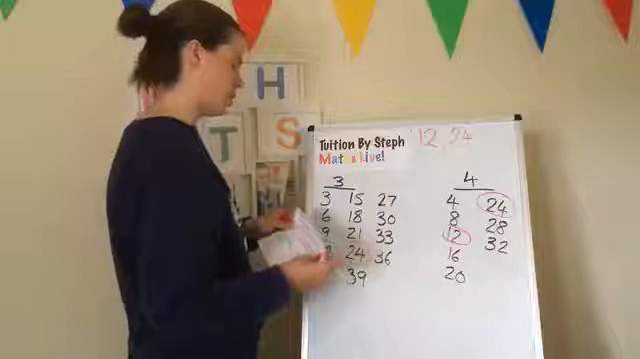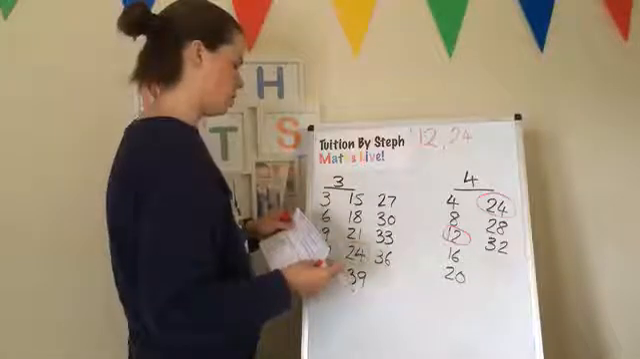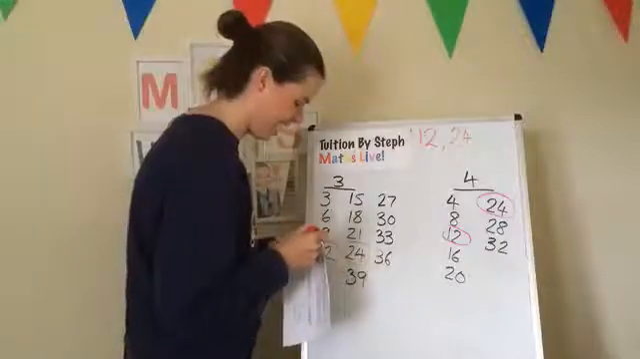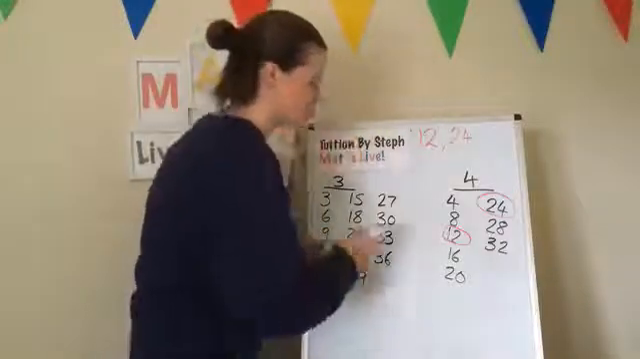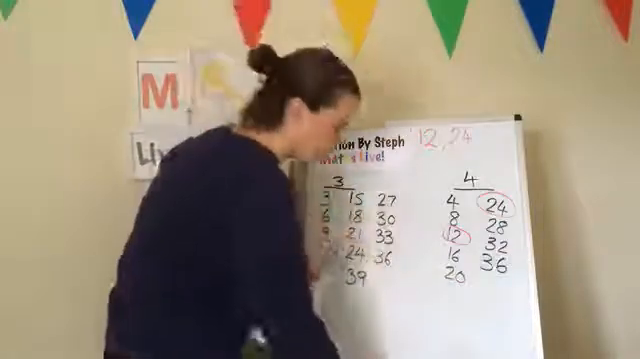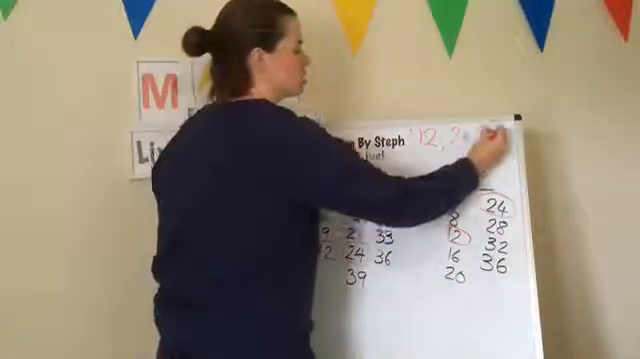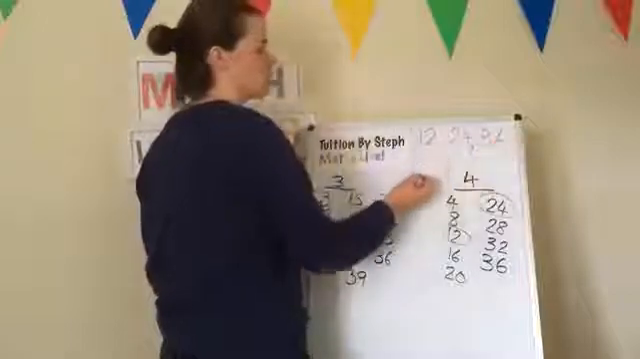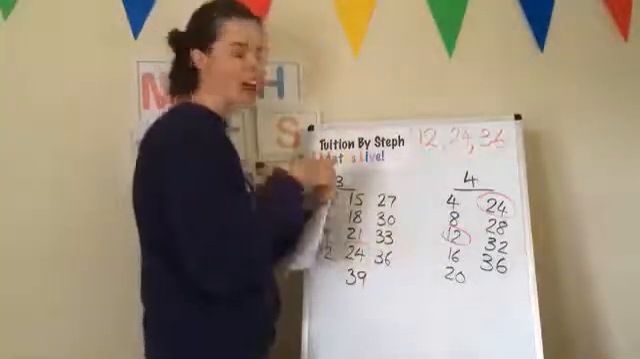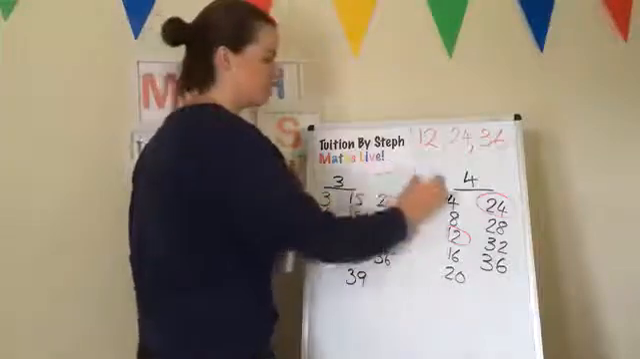So 28, 32. Oh, I forgot 36 on this side. I've had a really good day. I was going to say I'm sure 36 is in the 4 times table. 36. And do you notice that all these numbers are in the 12 times table? 1 12 is 12, 2 12 is 24, 3 12 is 36. So you could carry on in the 12 times table with your multiples of 3 and 4.